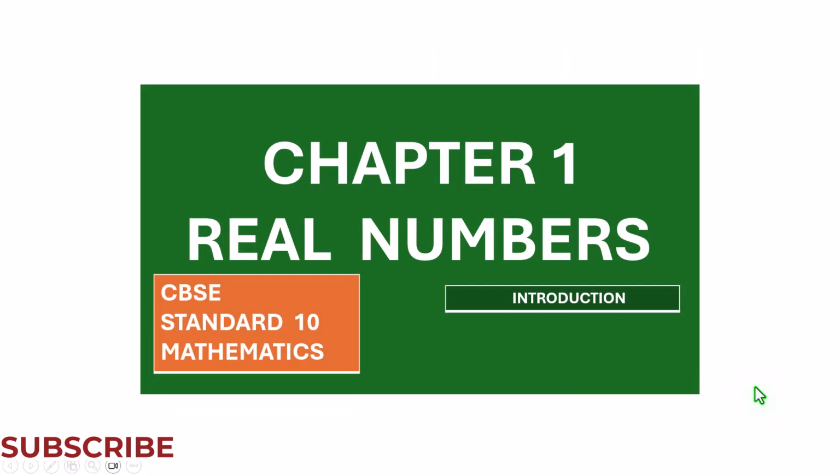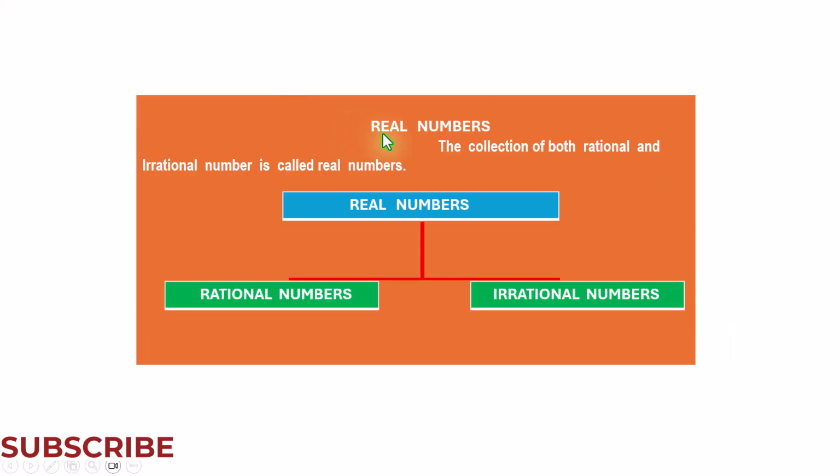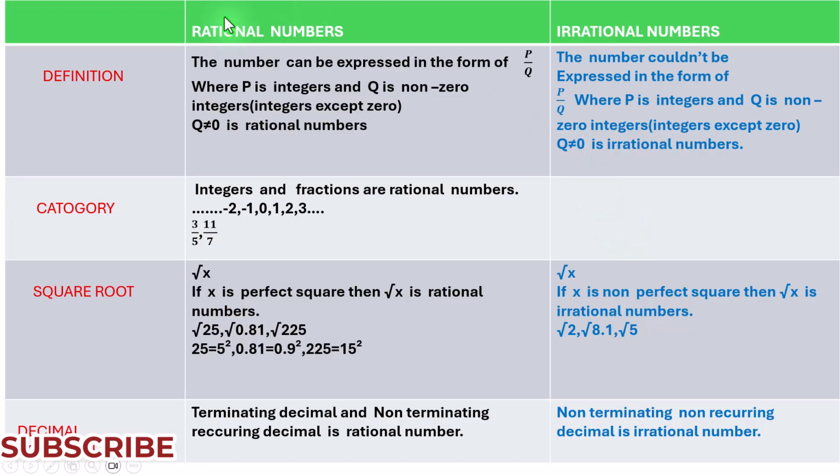In this video, I am going to discuss Chapter 1, Real Numbers, CBSE Standard 10 Mathematics. This video is the introduction of Chapter 1, Real Numbers, Part 1. Let's get started. First, the definition of real numbers: the collection of both rational and irrational numbers is called real numbers. Real numbers consist of two types of numbers, rational numbers and irrational numbers.